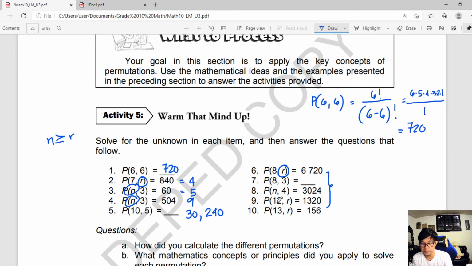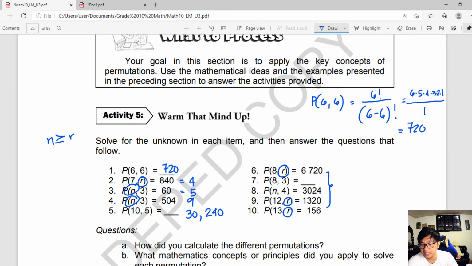12 naman, permutation of 12 taken R at a time. So, yung R natin, pwede siyang equal sa 12 or less than 12. Ito naman, the same also with this one. Pwede siyang equal to 13 yung R natin or less than 13. Okay, so you may use your calculator actually in solving permutation.